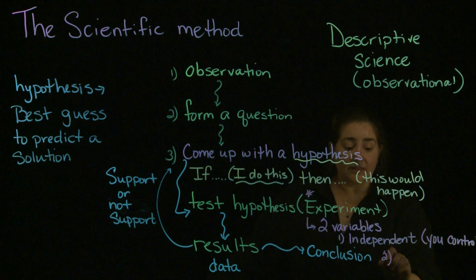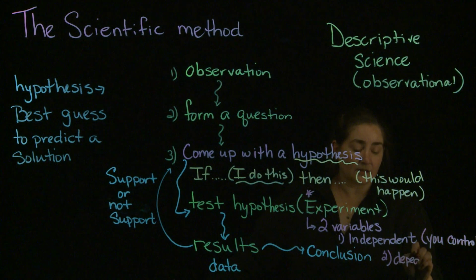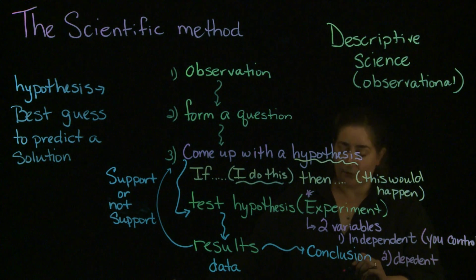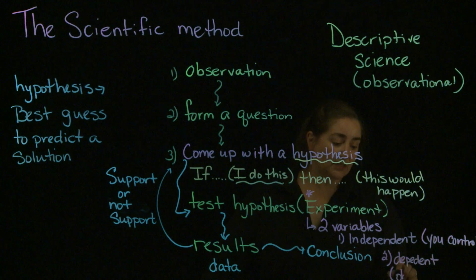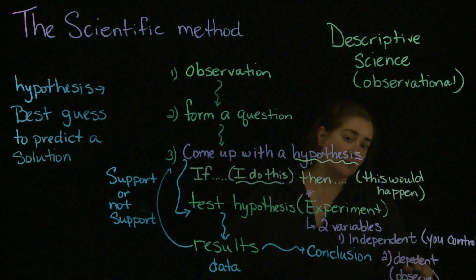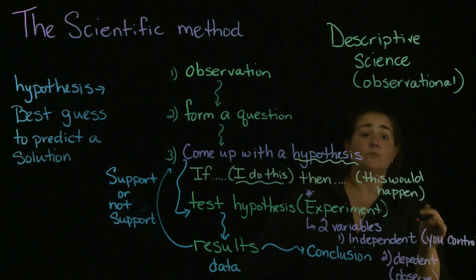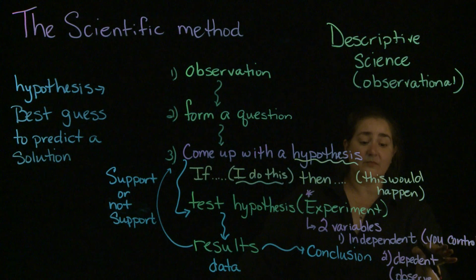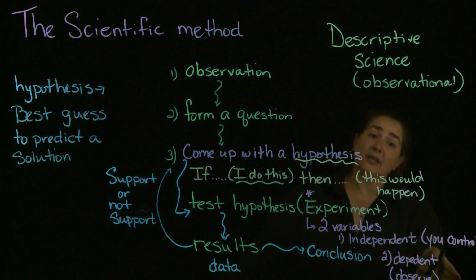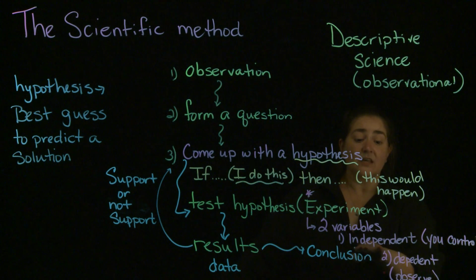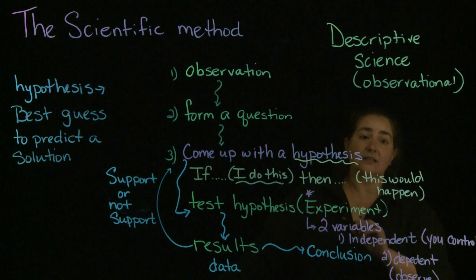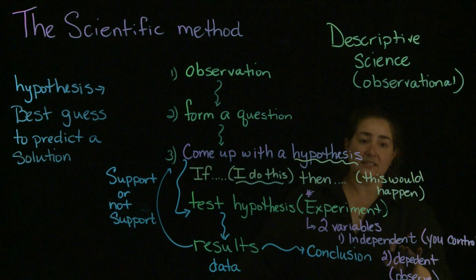okay? Then you are going to have a dependent variable, okay? This is going to be what you observe. So in this case, if I don't water my plants, if I take away the water, that's my independent variable. The dependent variable in that scenario is going to be the death of the plant. Or you could think of it in terms of how many plants survive without water, okay? So when you start the experiment, there are two variables you have to pay attention to, the independent and the dependent, okay?